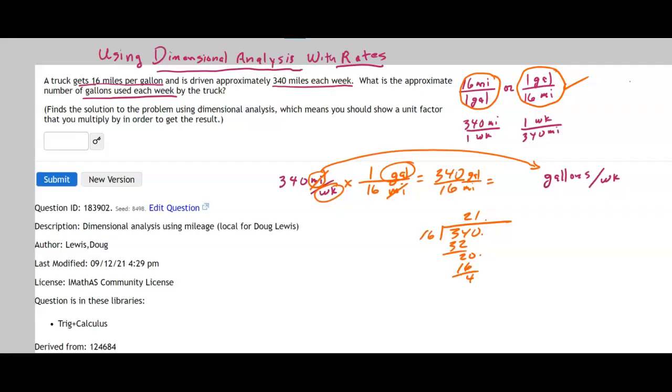Now you can keep carrying that out. That's really, you could write it as 4/16, which is 1/4, so you can write it as 21 and 1/4 gallons per mile, or 21.25 gallons, not per mile, per week.